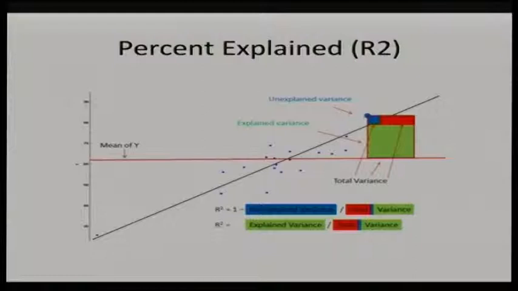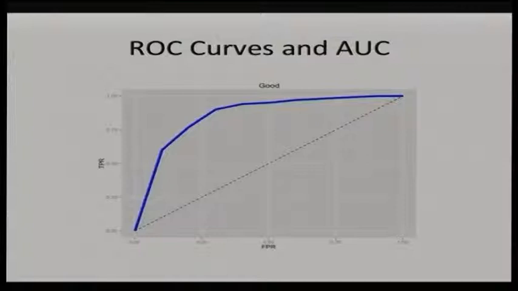The other thing that you'll see is this thing called a ROC curve and the area under the curve, which you'll probably need to explain to yourself every third week for the next year before it becomes muscle memory. That's what I have to do.